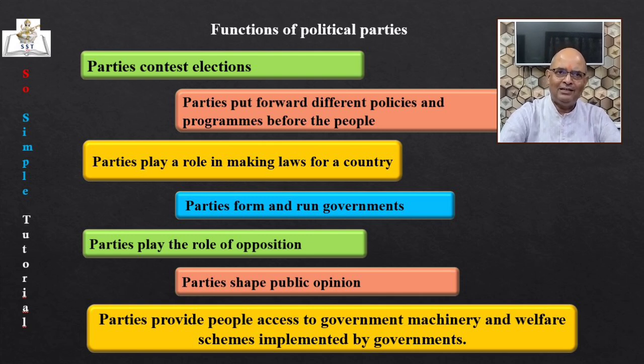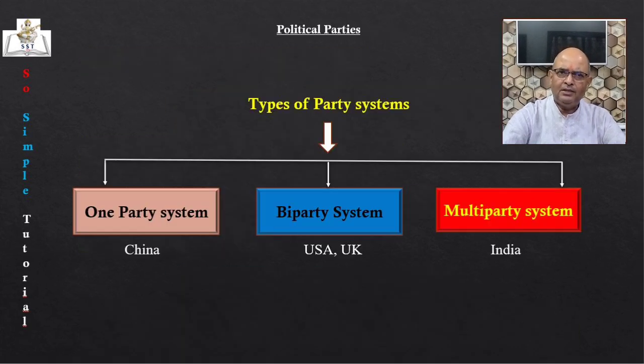Let us now revise the next topic, types of party system. In some countries, only one party is allowed to control and run the government. They follow one party system. All political activities are confined to this party alone. Germany under Hitler was one such case. China today is another example.